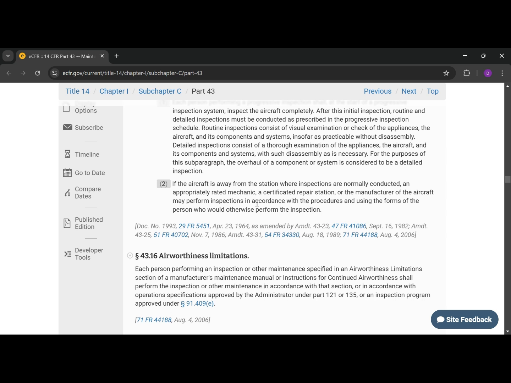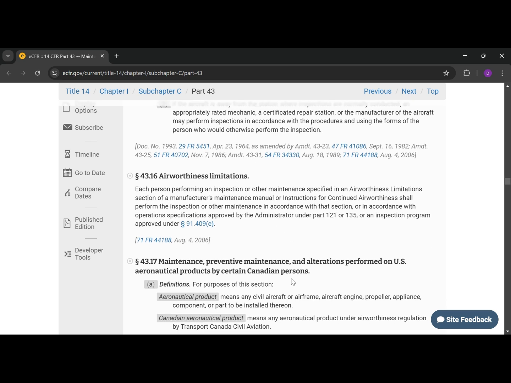If the aircraft is away from the station where inspections are normally conducted, an appropriately rated mechanic, a certificated repair station, or the manufacturer of the aircraft may perform inspections in accordance with the procedures and using the forms of the person who would otherwise perform the inspection.